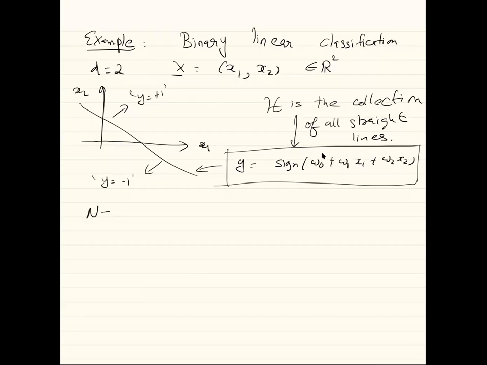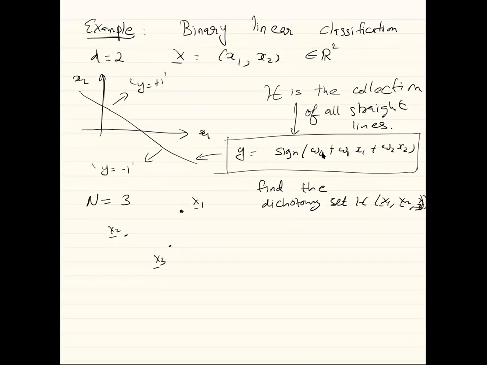Let's say that we have 3 points. So we have 3 data points like this. Okay, and the question is, what dichotomies are possible? Find the dichotomy set H of x1, x2, x3. So clearly, the question is which of these dichotomies are possible? Is plus plus plus possible? Sure, you can draw maybe a line, perhaps like this, and say here you have a plus and here you have a minus. So that is definitely possible.